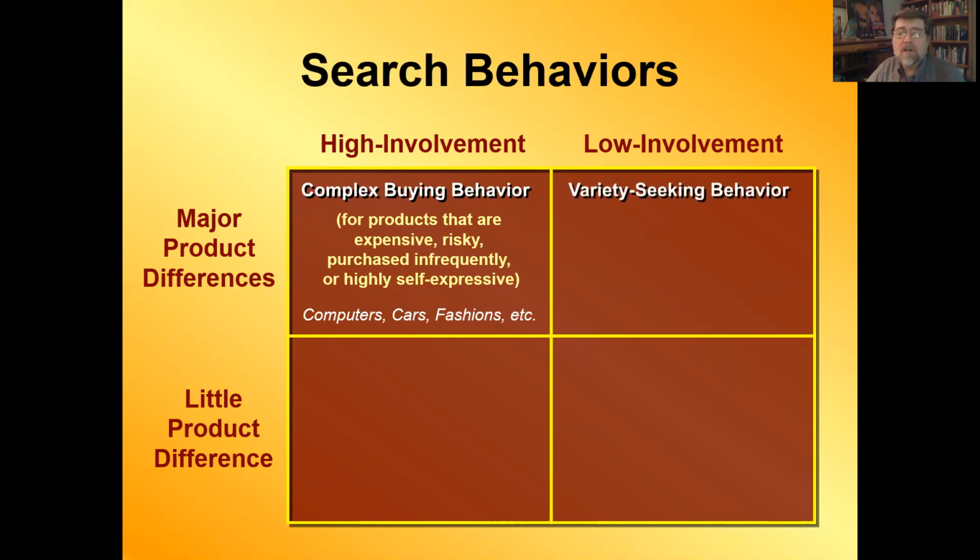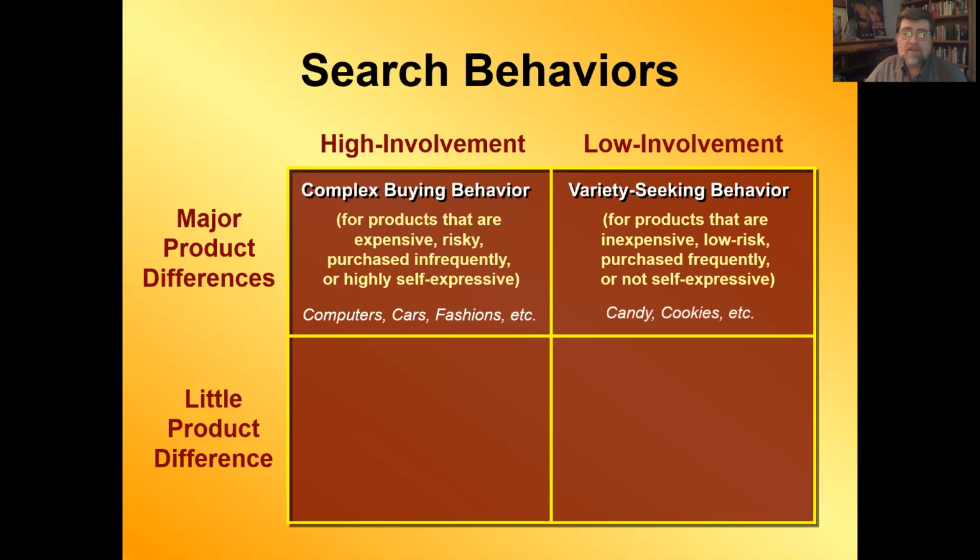Then we also have what's called variety-seeking behavior. And this is for products that are the opposite. They're inexpensive, low risk, purchased frequently, and not necessarily particularly self-expressive. Things like candy, cookies, that sort of thing. If I were to ask you what your favorite candy bar is, you might say Snickers. Does that mean you always eat Snickers? Chances are you will occasionally try something else. You'll try M&Ms or a Baby Ruth bar or some other type of candy. For varieties, we like variety.